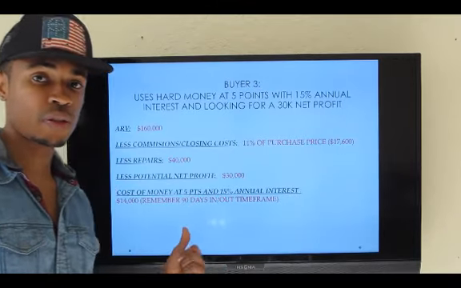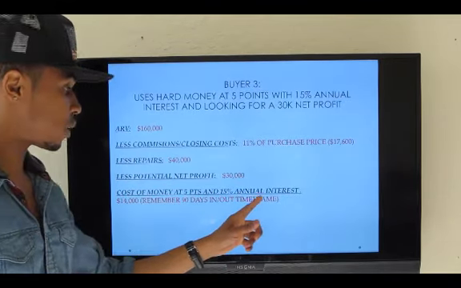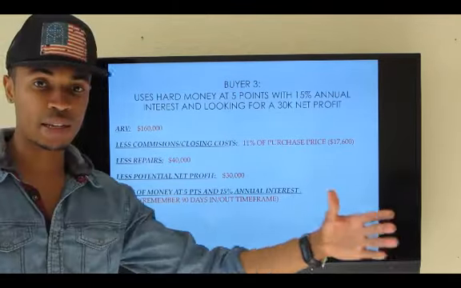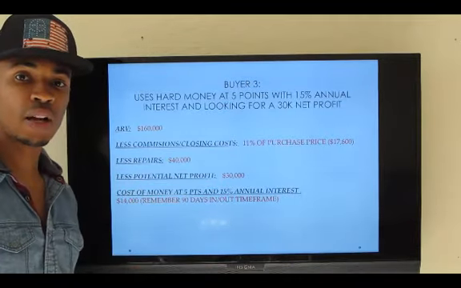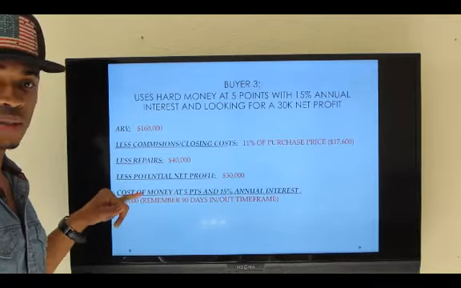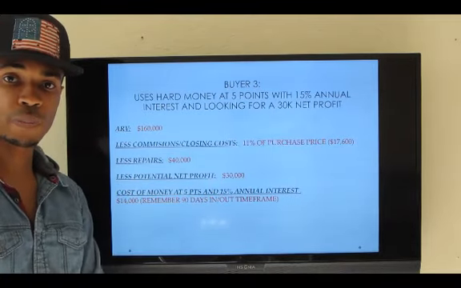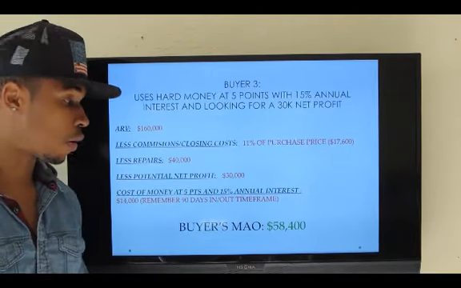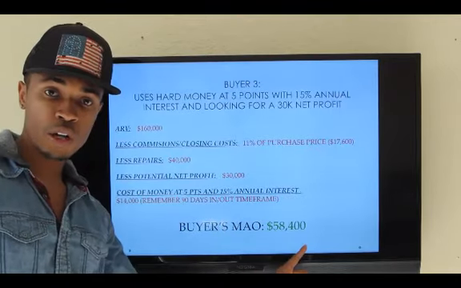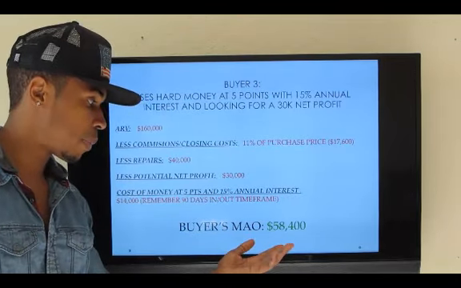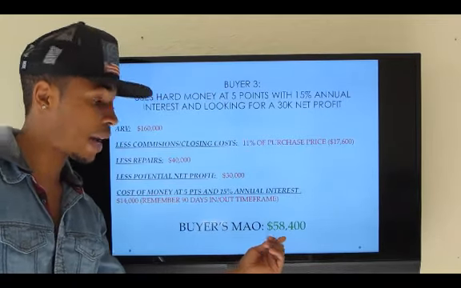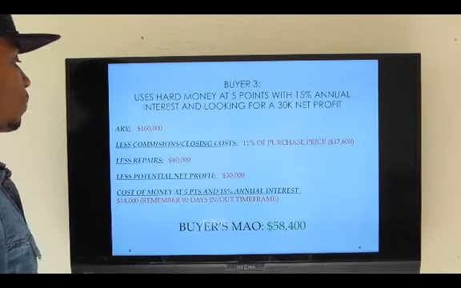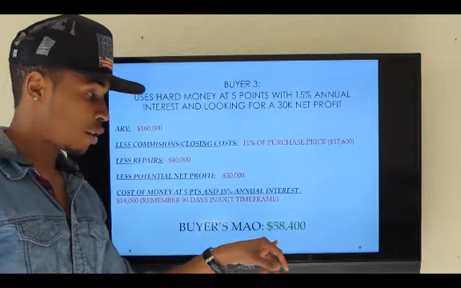All right. So you need to figure this out. Cost of money at 5 points and 15% interest is $14,000, given that their in and out time frame is 90 days. So it's costing them an extra $14,000 to borrow that money to get this deal done for them to make a $30,000 net profit. All right, for buyer number three. All right, so this buyer's MAO, or maximum allowable offer to you, needs to be around $58,400. They might give or take, maybe he might do $59,000, or they might be at $58,400 because they really want to net exactly $30,000. All right, so they need to be approximately around $58,400.